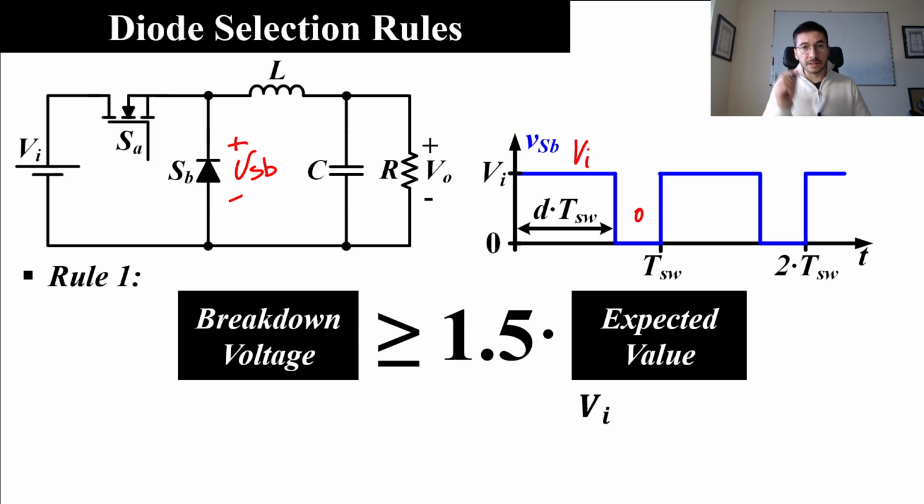In our particular design, the input voltage is 12 volts. 12 volts times 1.5 is 18 volts. So the rule, according to rule number 1, we have to choose a diode whose breakdown voltage must be equal or higher than 18 volts.